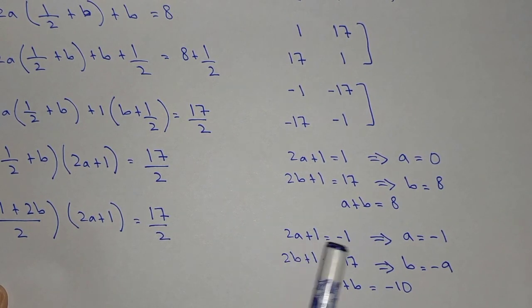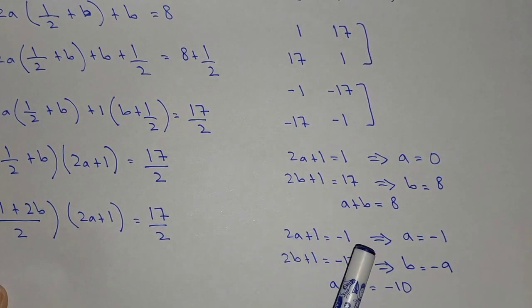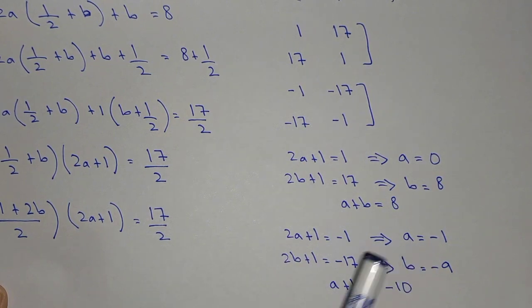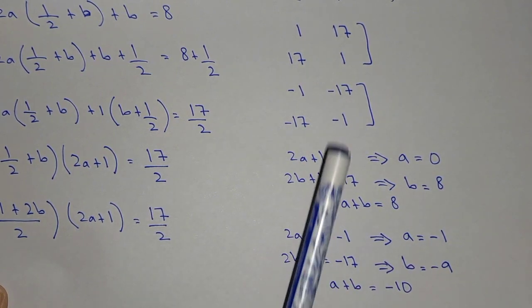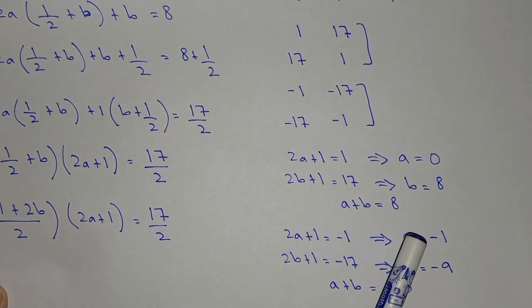2a plus 1 equal to minus 1. So 2a will be equal to minus 1 minus 1, that is minus 2, so a equal to minus 2 over 2, that will be minus 1. Here we have 2b plus 1 equal to minus 17. So 2b will be equal to minus 17 minus 1, that will be minus 18. So b will be equal to minus 18 over 2, that is minus 9. So a plus b equals minus 1 plus minus 9, so we will have minus 10.